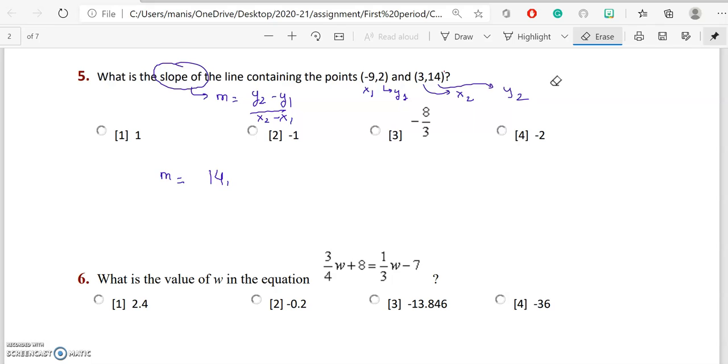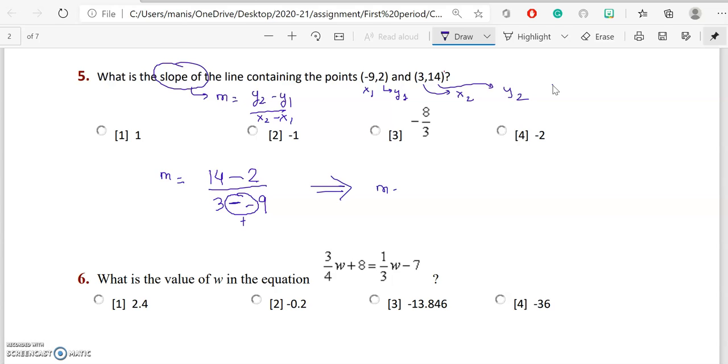y1 is my 2. So it will be a minus sign over here because the formula says minus sign. Y1 is this number 2, divided by x2, which is 3, minus sign because the formula says minus sign, but x1 is what? -9. So I will put -9 also over here. Please do keep in mind that because of two negatives it will change to a positive.